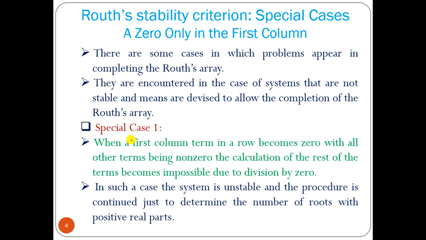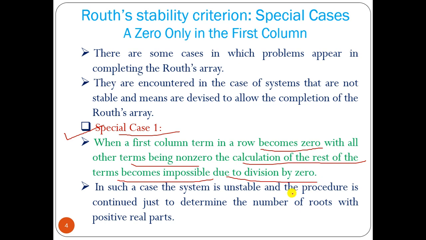Now we have solved some problems, and I told you that there are two special cases. Case 1 is when a first column term in a row becomes 0 with all other terms being non-zero. Then the calculation of the rest of the terms becomes impossible due to division by 0, because the first column value is the divisor. In such a case, the system is unstable.